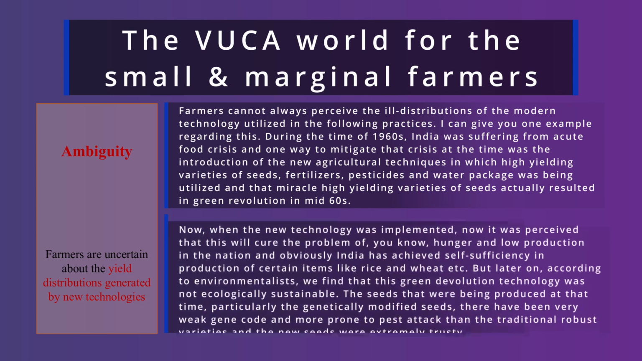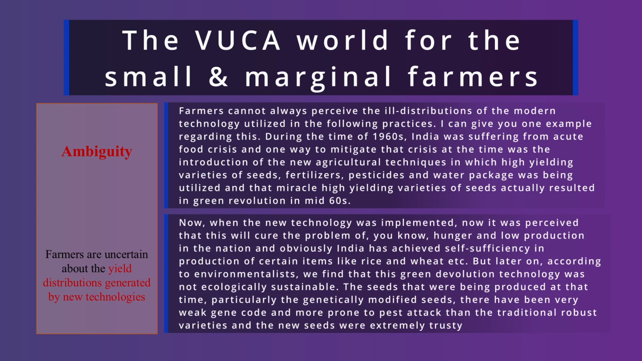Now, when the new technology was implemented, it was perceived that this would cure the problem of hunger and low production in the nation. And obviously, India achieved self-sufficiency in production of certain items like rice and wheat, etc. But later on, according to environmentalists, we find that this green revolution technology was not ecologically sustainable.